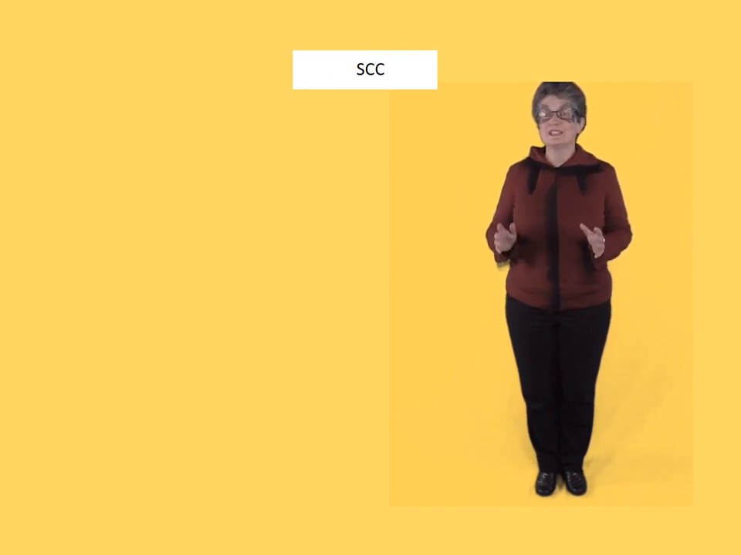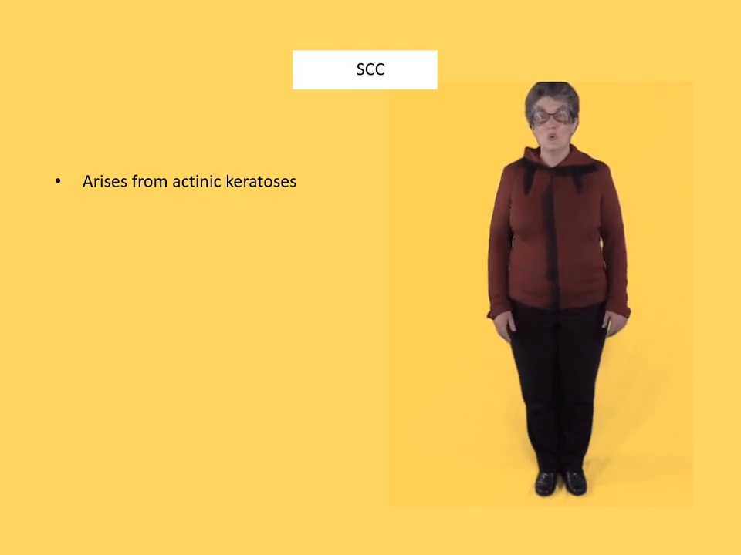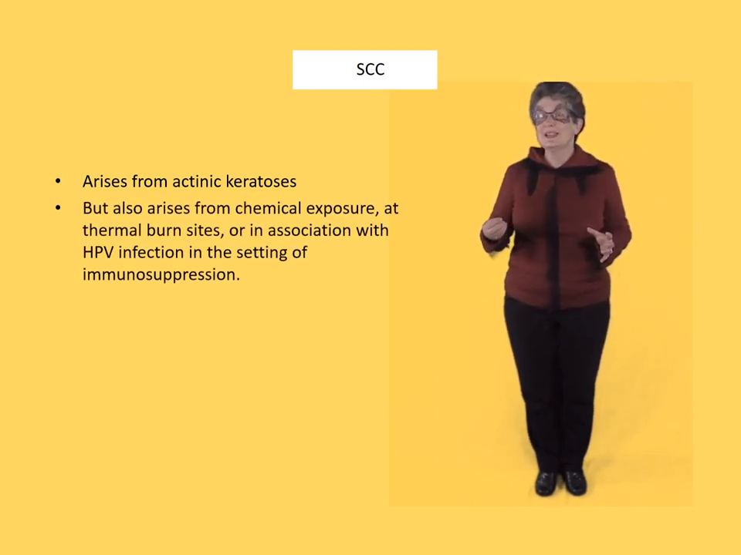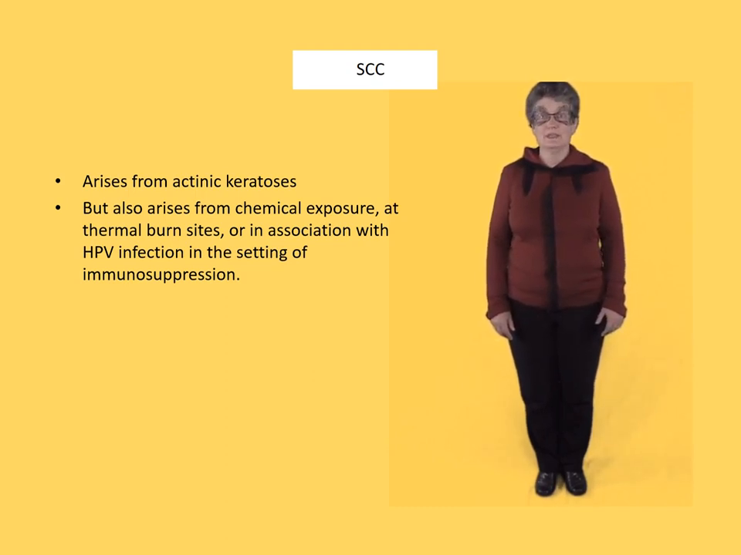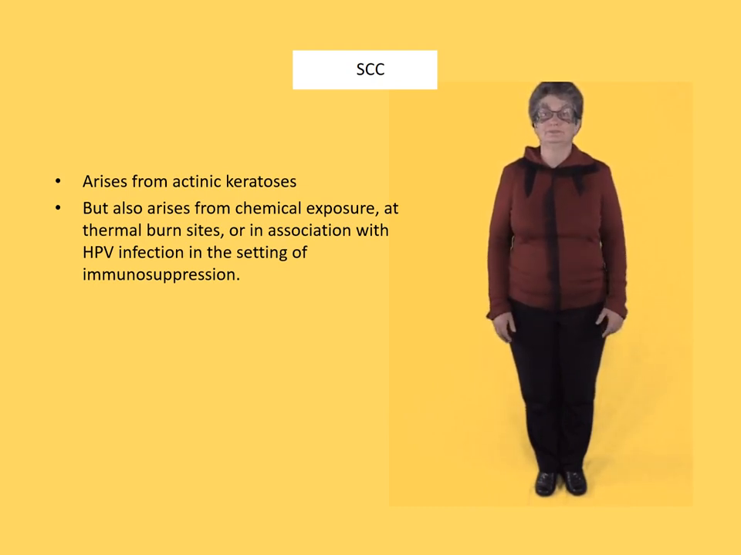They usually arise from actinic keratoses, therefore they're found on sun-damaged skin. They can also arise from chemical exposure. For example, chimney sweeps who used to be exposed to tar used to get squamous cell carcinomas of the scrotum. They can recur at thermal burn sites or in association with HPV infection in the setting of immunosuppression, so for example in kidney transplant patients.